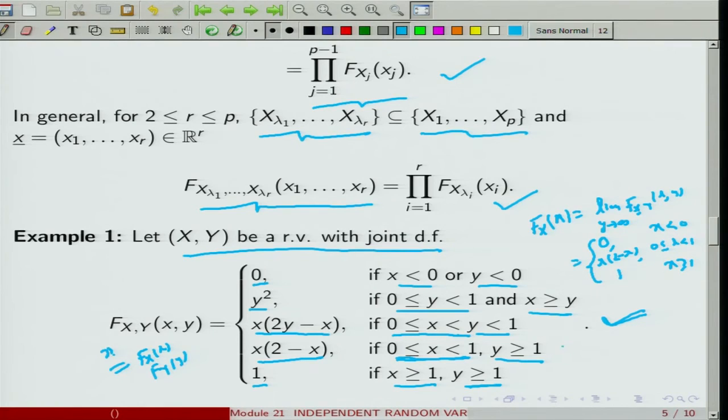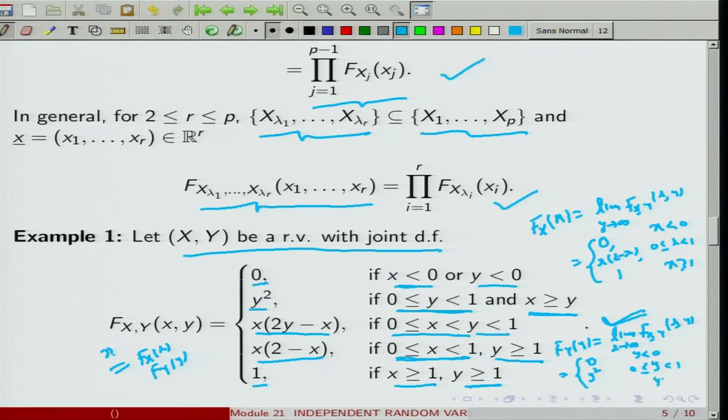Now, similarly, one can get F_Y(y). In this case, I have to take the unwanted variable x going to infinity in F_XY(x, y). And what would be this quantity? Certainly, if y is less than 0, whatever may be the x, this is 0. So, y is less than 0, and as x goes to infinity, this would be 0. Now, let us look at when y is between 0 and 1. Then for every x greater than or equal to y, the distribution function is y square. So, if I take x going to infinity, then also it remains y square.